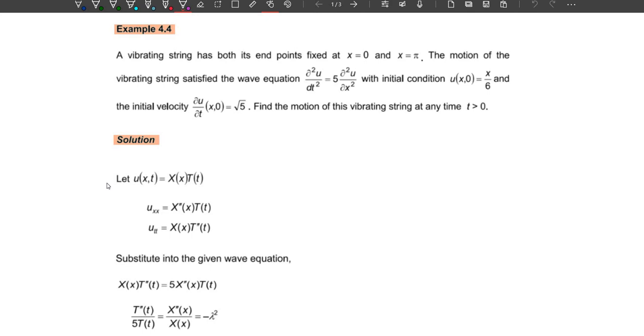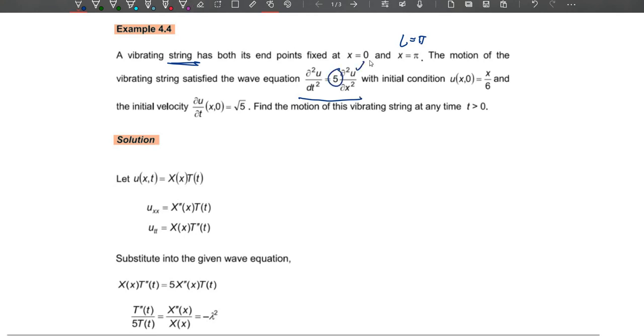In this video, I will show you an example of how to solve a question on the wave equation. Given the question: a vibrating string, and the word string is a hint that it will be the wave equation, has both its end points fixed at x equal to 0 and x equal to pi. That means L equal to pi. The motion of the vibrating string satisfies the standard wave equation here.